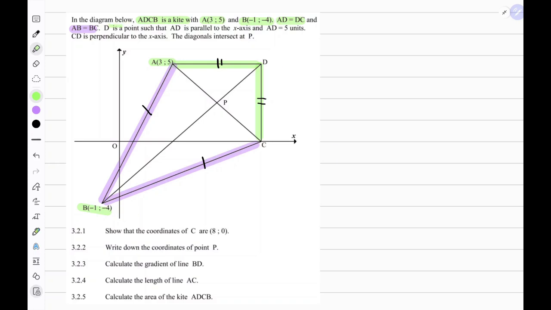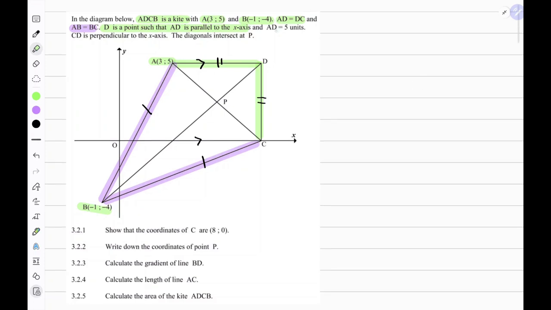Then they go on further to say D is a point such that AD is parallel to the x-axis. So AD is parallel to the x-axis and AD is 5 units. So the length of AD is 5 units, so we might as well note that. They also say that CD is perpendicular to the x-axis. So line segment CD is perpendicular to the x-axis.